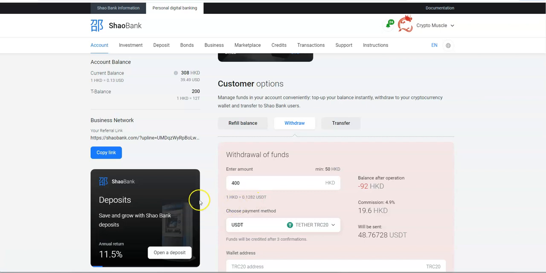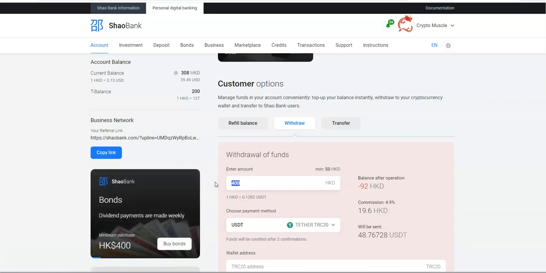I'm going to do a withdrawal right now, by the way. So I'm going to get that out of the way. Let's see here. So I'm going to put in 308 because that's what I have.